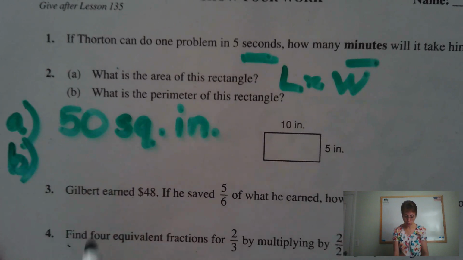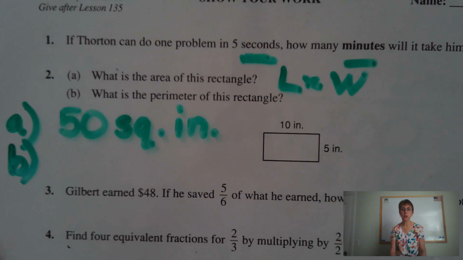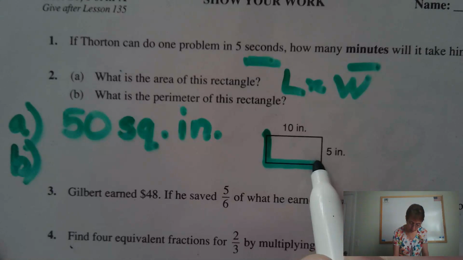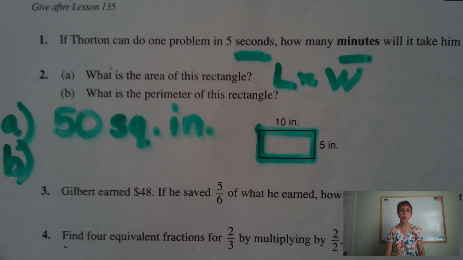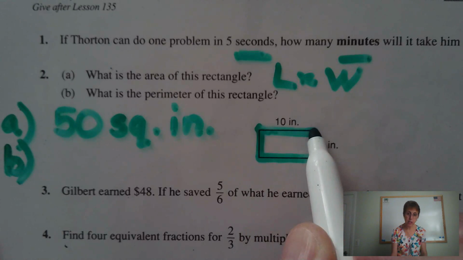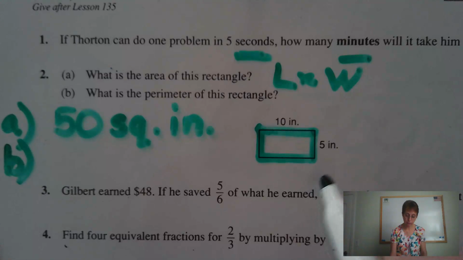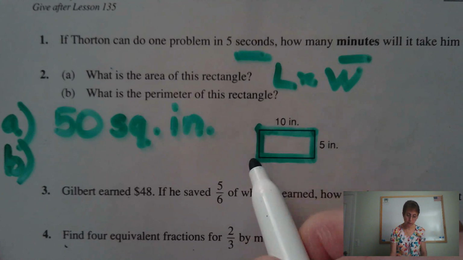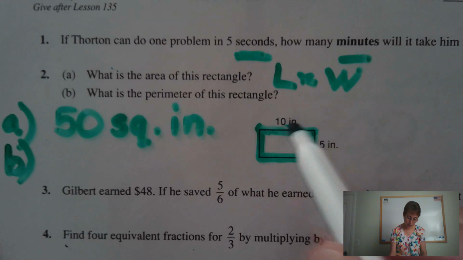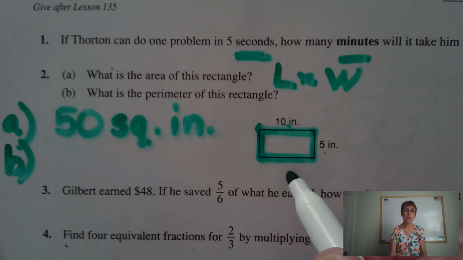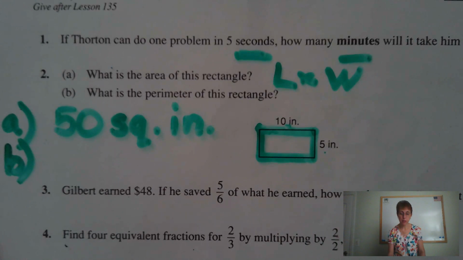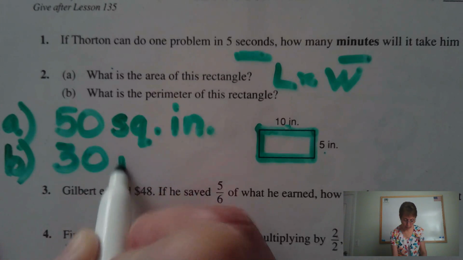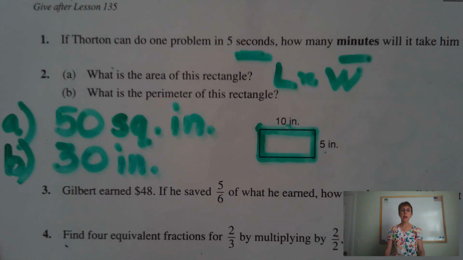And then 2B asks, what is the perimeter of this rectangle? And perimeter is the total distance around a figure. Total distance around. So if we have 10 inches here, we have 10 inches along the bottom. We have 5 inches down here. We have 5 inches over here as well. So we have 10 plus 5 is 15, and another 10 plus 5 is 15, and 15 plus 15 is 30. So the perimeter is 30 inches. Area is the number of square units that it takes to cover the surface, and perimeter is the total distance around a figure.